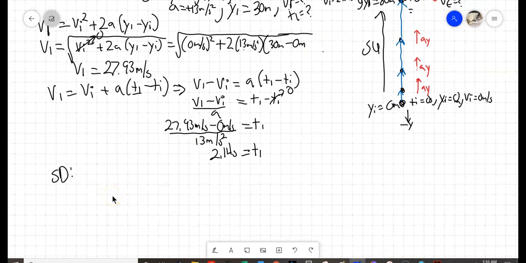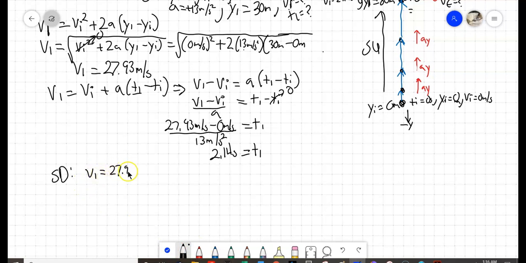Now it is in the slowdown portion, and we're going to rewrite some of our variables. In this slowdown portion, it's traveling at 27.93 meters per second, and this is at T1, which is 2.14 seconds, and its y direction position at that point is 30 meters. Now it's going to be accelerating downwards at g, which is negative 9.8 meters per second squared, and the negative is because that acceleration vector is downwards.